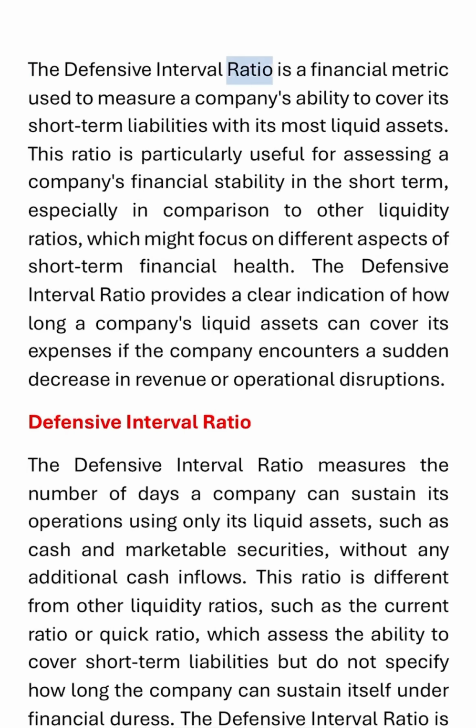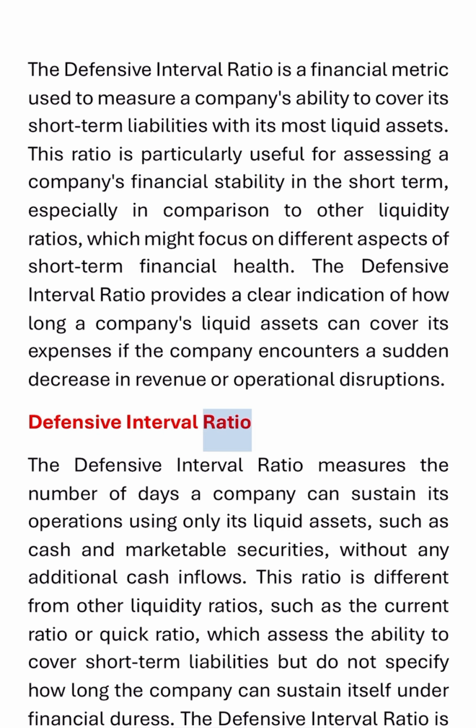The defensive interval ratio is a financial metric used to measure a company's ability to cover its short-term liabilities with its most liquid assets. This ratio is particularly useful for assessing a company's financial stability in the short term, especially in comparison to other liquidity ratios, which might focus on different aspects of short-term financial health. The defensive interval ratio provides a clear indication of how long a company's liquid assets can cover its expenses if the company encounters a sudden decrease in revenue or operational disruptions.